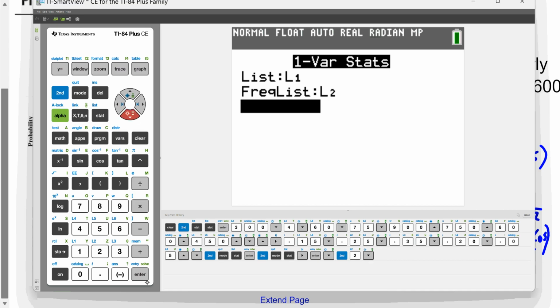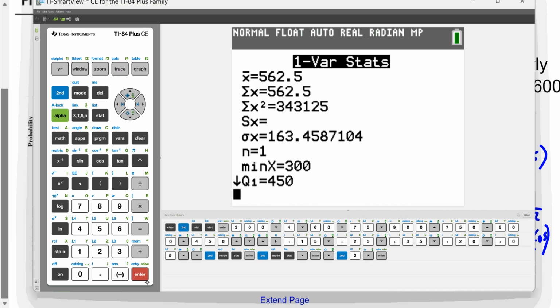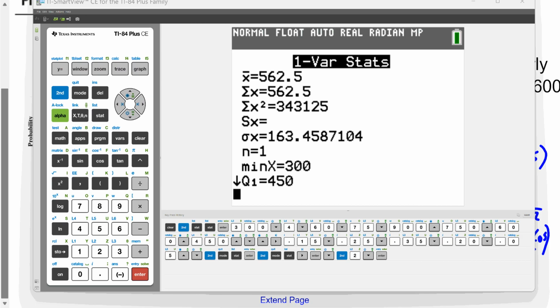Now, if I calculate, it gives me those things. Like at the very top, we got $562.50. It doesn't give us the standard deviation of the sample, so it's going to go straight to sigma, 163.46. I think that's what we had before, and that's what we needed. So we can use one variable stats with this information.